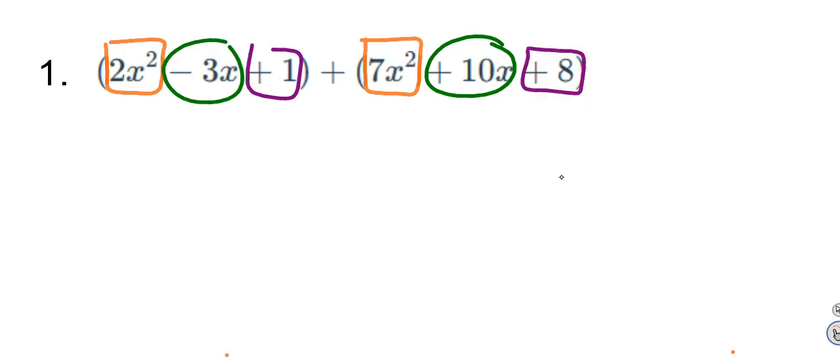When I see the 2x squared, it's telling me I have 2 of these x squareds. Here, I've got 7 of these x squareds. How many x squareds do I have altogether? I have 9. So I have 9x squared.